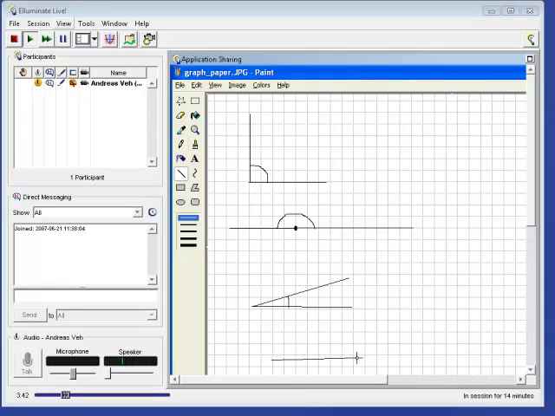An obtuse angle. Here I don't have to be too careful in order to make a horizontal line, because we're just using some random examples. So there we go.